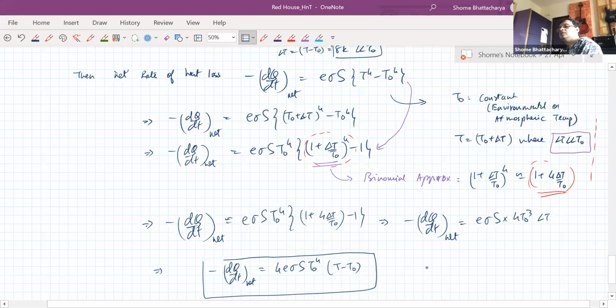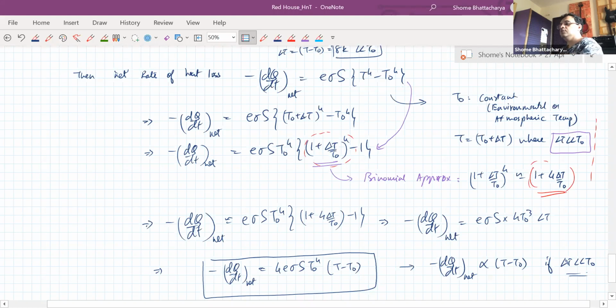So from this, we can see that this rate is directly proportional to the temperature difference, but provided delta T is small compared to T naught only. Because after all, this is an approximation, and this approximation is valid for this condition. Okay. So now we are coming very close to the statement of Newton's law of cooling.